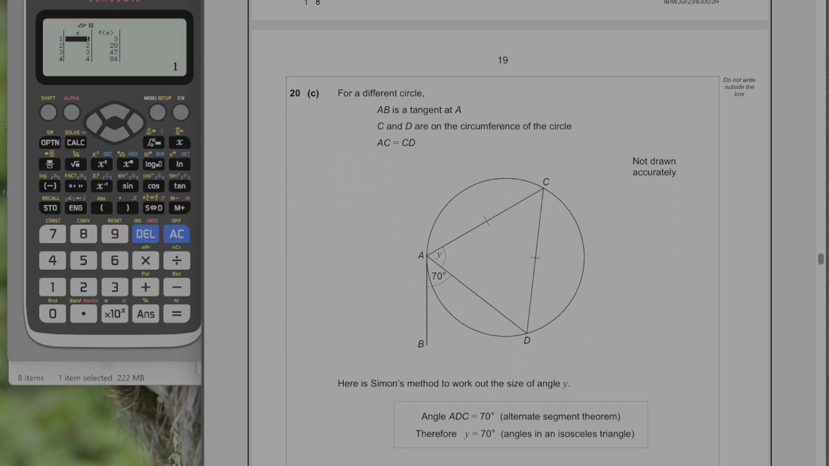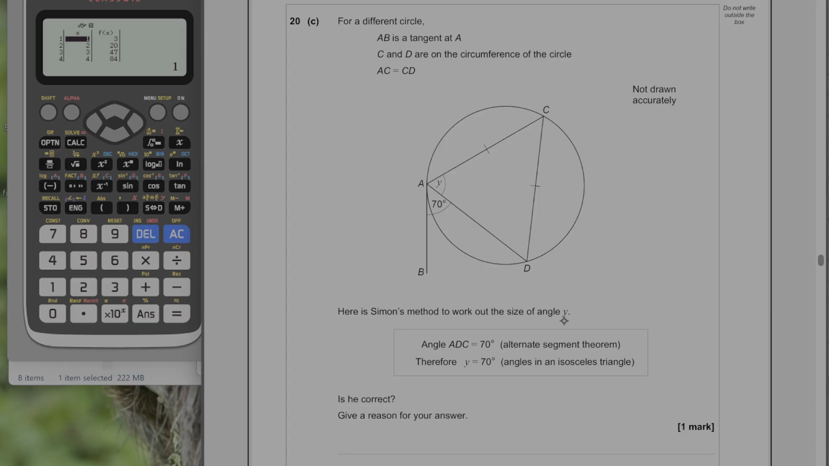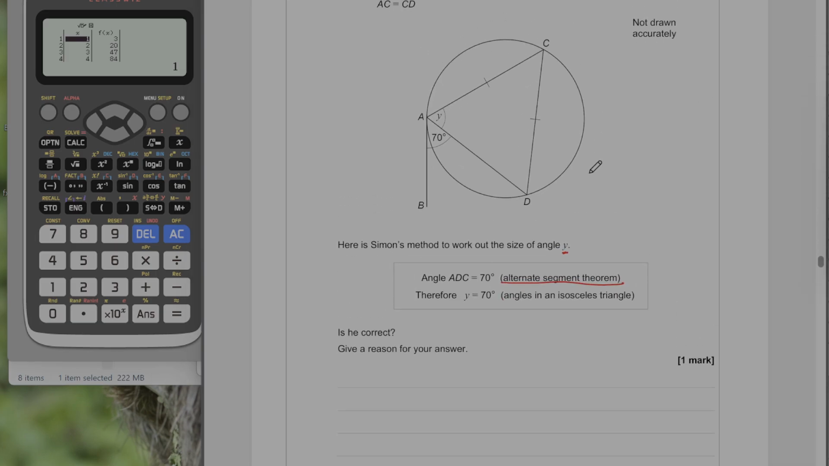For a different circle, AB is the tangent at A. C and D are on the circumference of the circle. AC and CD are equal. Here is Simon's method to work out the size of angle Y. Angle ADC is equal to 70 degrees, and it's the alternate segment theorem. Therefore, angle Y is equal to 70 as it's an isosceles triangle. Is he correct? Give reasons for your answer.